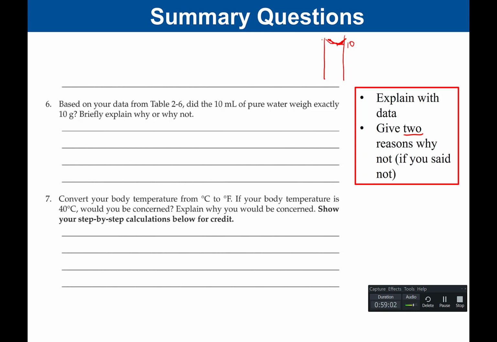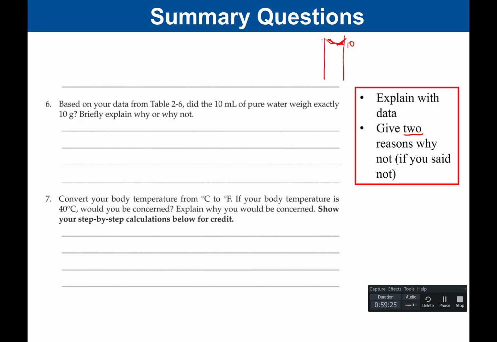Question number 7, convert your body temperature from degrees Celsius to degrees Fahrenheit. If your body temperature is 40 degrees Celsius, would you be concerned? Explain why you would be concerned. Use data. Show your step-by-step calculation below for credit.